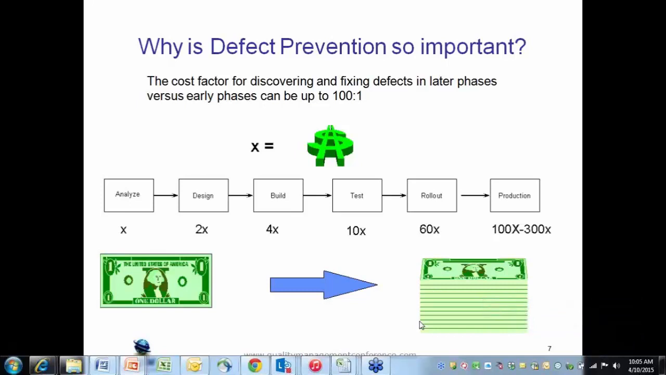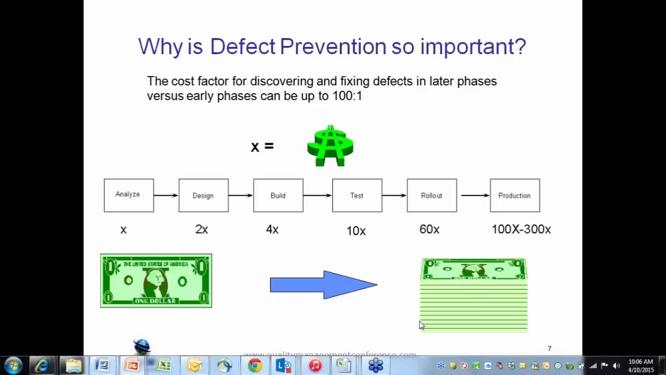And the companies that understand best practices know that the quickest way to find a defect, or the quickest way to roll out a particular project, is to find defects as early as possible. So you may have heard of a shift left methodology. That's really what we're talking about, defect prevention. It's shift left. We're moving quality to the left of the test phase.